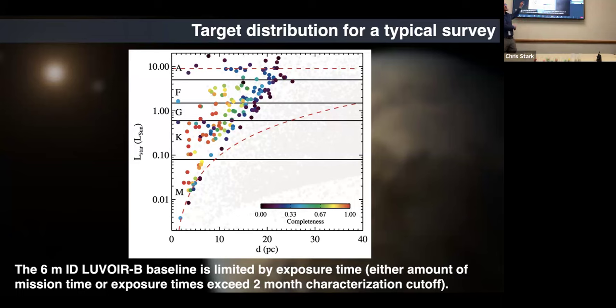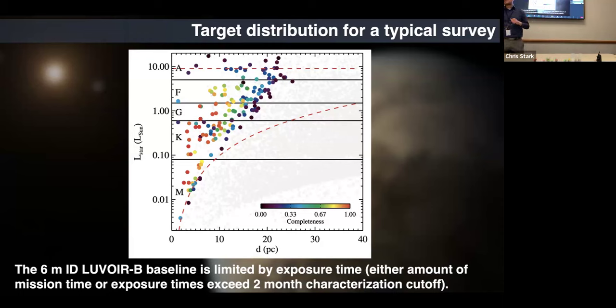And as you can see, there's a lot of stars in the upper right corner that we don't observe. And that's because either we run out of survey time, or because the targets at the edges of that distribution have spectral characterization times so long, let's say 2 months, that they run up against a realistic limit that we've imposed.